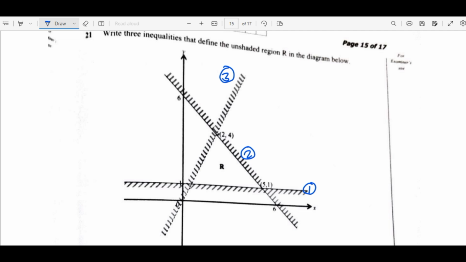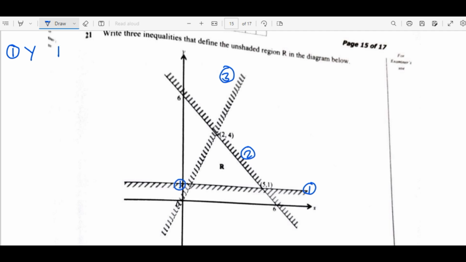Now, it is advisable you start with the one that cuts one axis only. For example, if you look at inequality number 1, it cuts the y-axis at 1. So this is the one that we are going to begin with. So say, first one, in which axis is this line cutting? So that's why you write letter y. Then at what number? So this is 1 here.